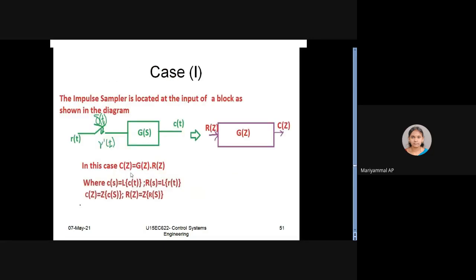Here, in case one, the block representation has only one G(s). Taking the simplification of one sampler and one block, you get only G(z). Then your transfer function is C(z) = G(z) R(z).